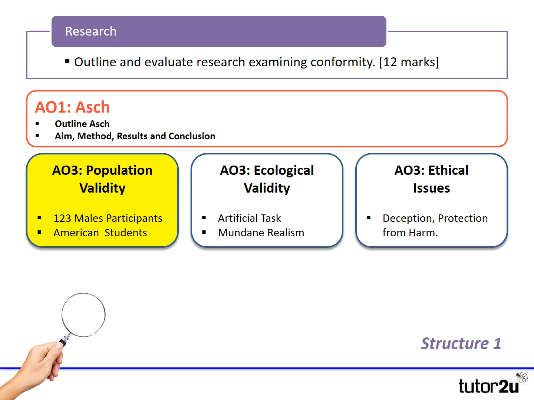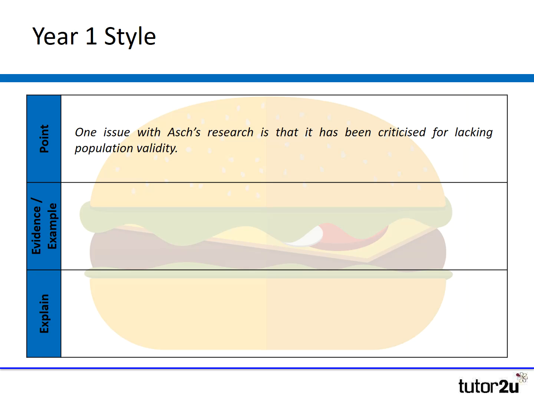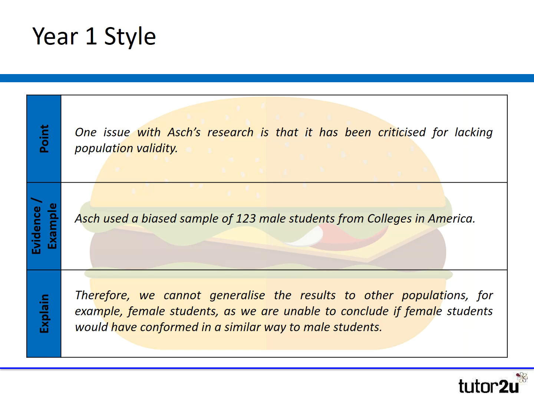Let's look at, if we were year 1, what a year 1 style evaluation paragraph might look like for the idea of population validity. Really short, really sweet and simple. One issue with the research is it's been criticised for lacking population validity. He used a biased sample of 123 male students from a college in America, actually a collection of colleges. Therefore, or this matters because we can't generalise the results to other populations, for example female students, and we're unable to conclude if females would have conformed in a similar way.